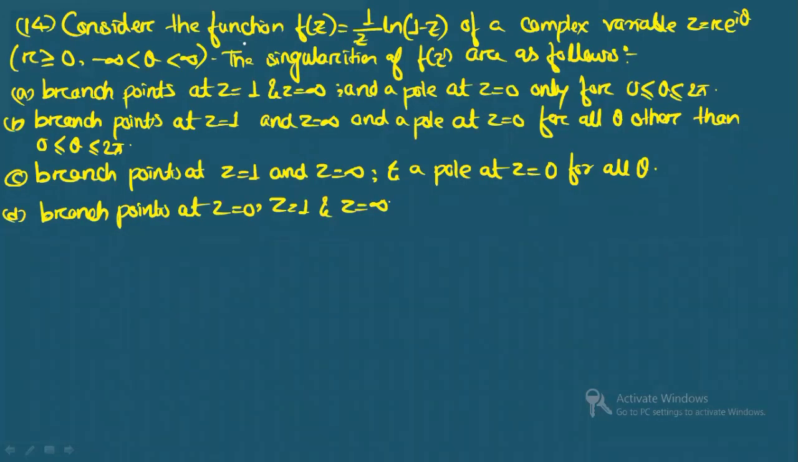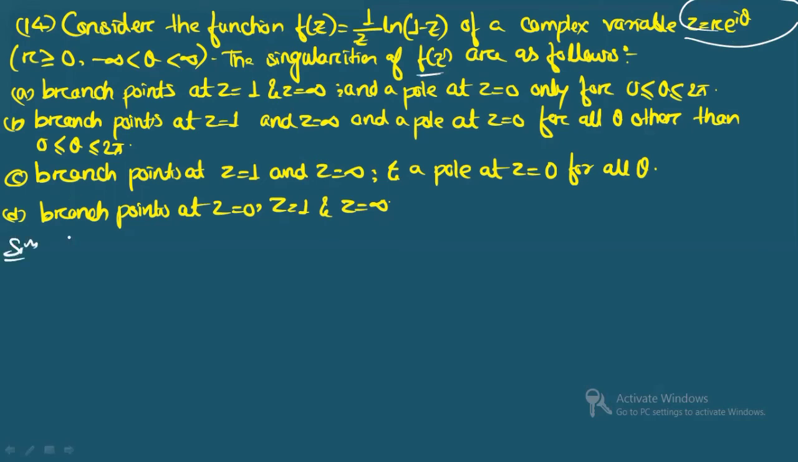So question: consider the function f(z) equals 1 by z ln(1 minus z) of a complex variable z equals r e to the power i theta, where r is greater than or equal to 0 and theta is greater than minus infinity but less than infinity. So the singularities of f(z) are what? You will have to say the singularities of f(z) out of these four options.